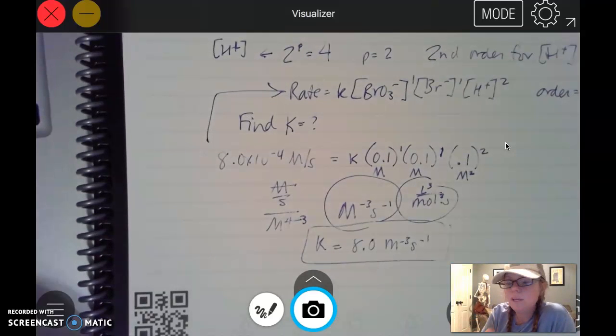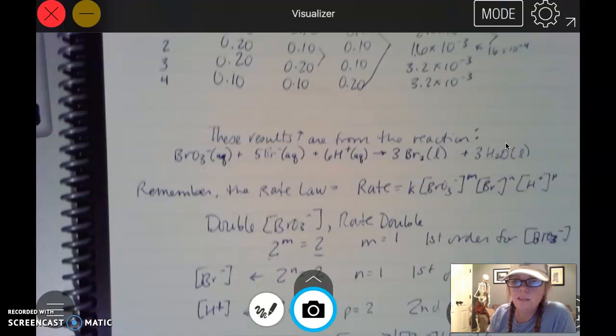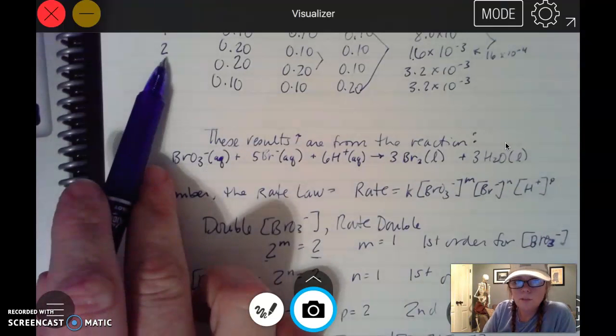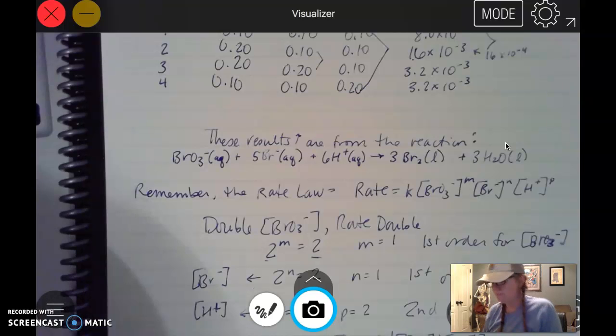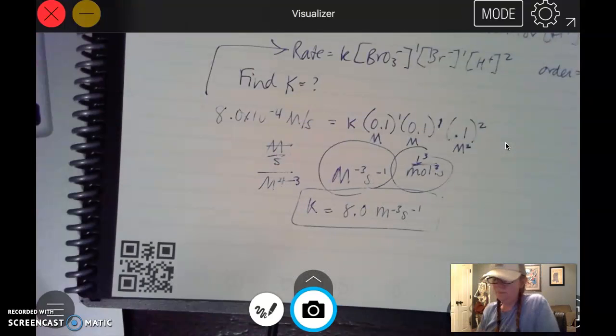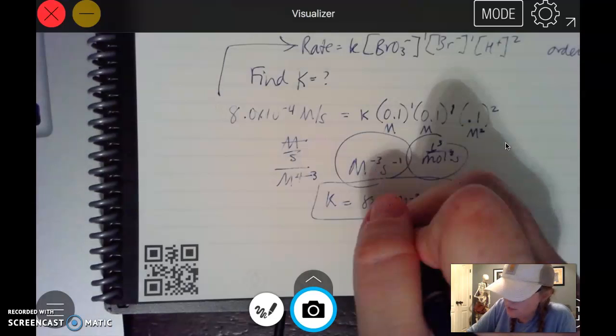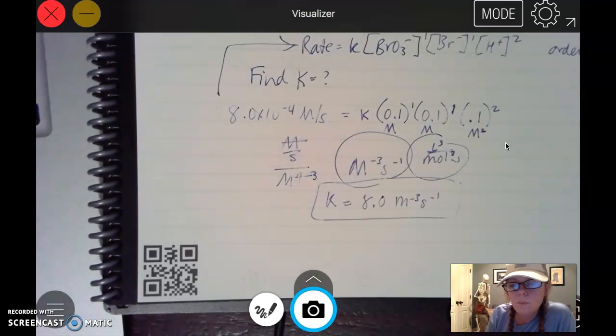You should try plugging in data from any of the other experiments. Try experiment 2, experiment 3, experiment 4, and see if you get the same value of K. We should. In my experience, every once in a while it's a little bit off, but pretty close.